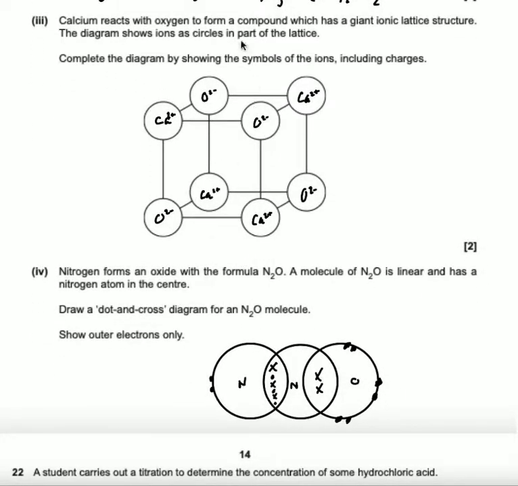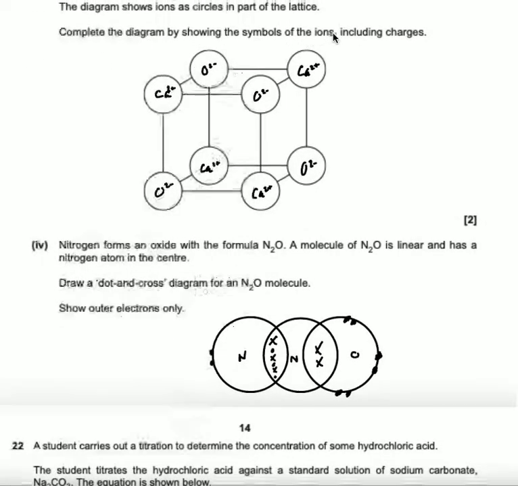Calcium reacts with oxygen to form a compound which has a giant ionic lattice structure. The diagram shows ions as circles in a part of a lattice. Complete the diagram by showing the symbols of the ions, including the charges.